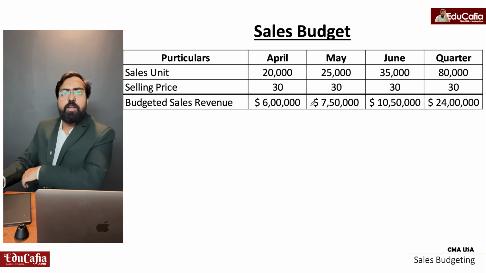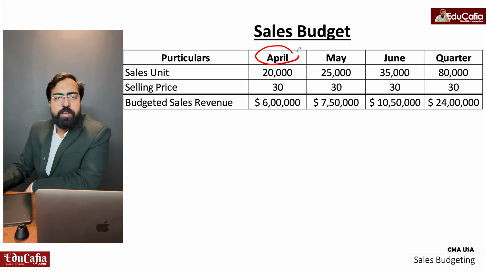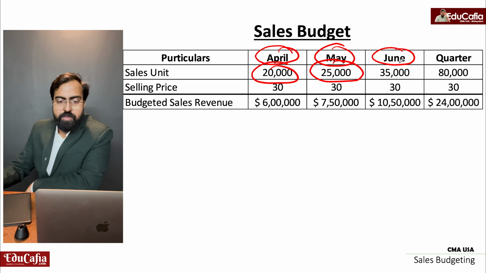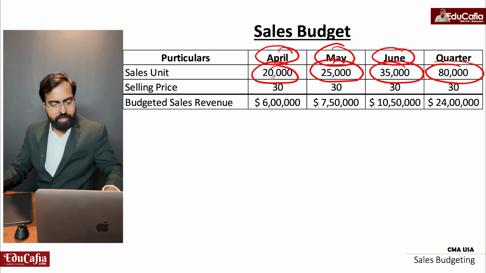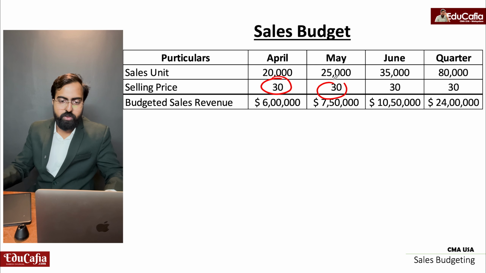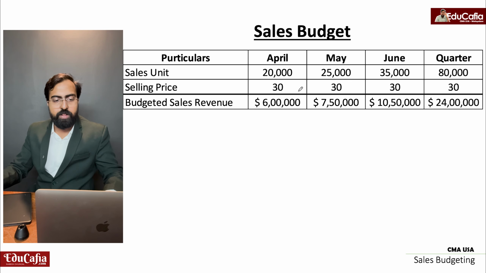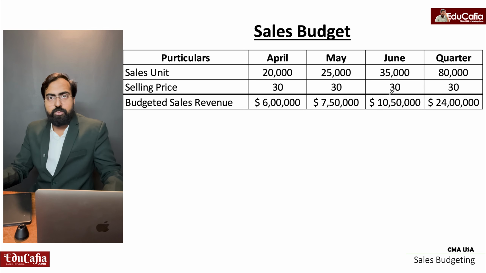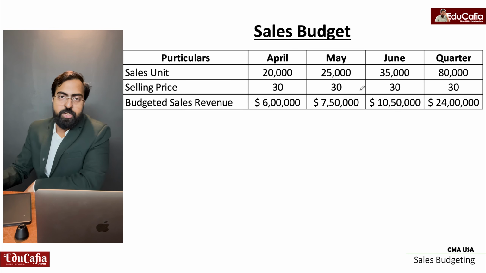So, listen. I am budgeting that in April we will sell 20,000, in May we will sell 25,000, and in June we will sell 35,000. That is what I am budgeting. And what is my selling price? April, May, June, the same price, $30. For this $30, I am selling my product. Here it is dollars. If it is different, you can consider 25, if it is 40, you can consider 40. That you can estimate through your forecasting. Then your average value is $30.